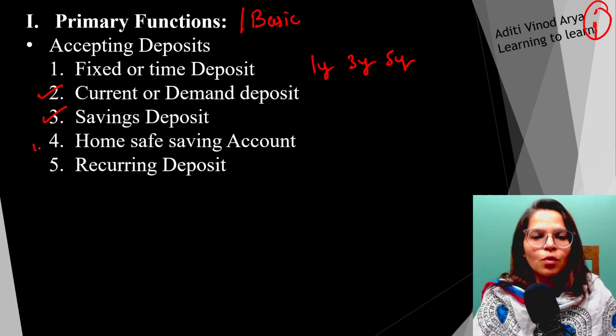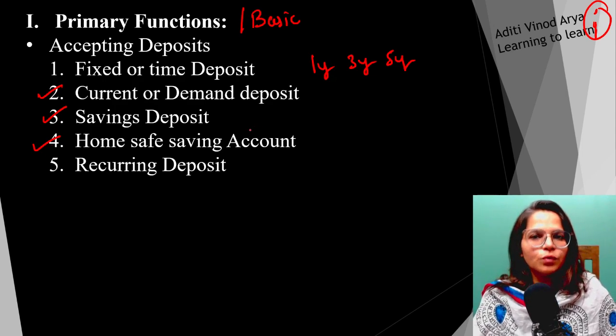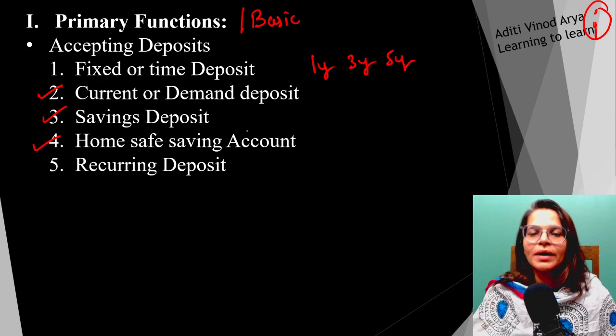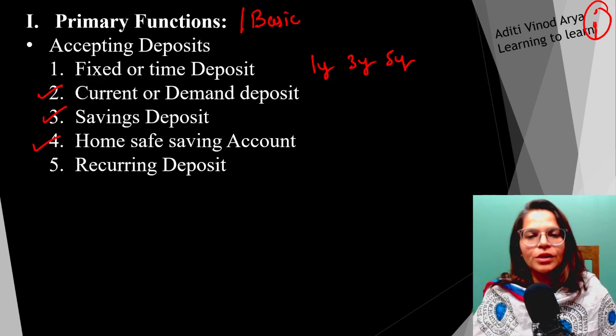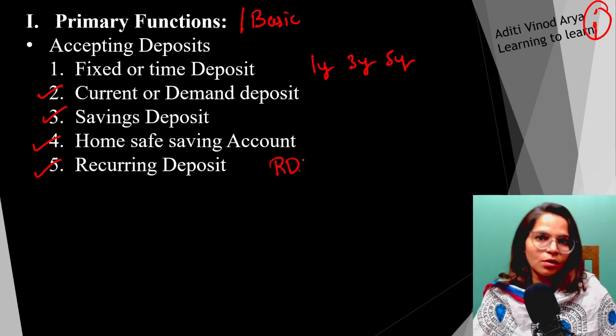The next is home safe saving account. This is specifically targeted for those people who want to save money to buy a home in the near future. And the last is recurring deposit, also known as RD, specifically in Indian households.